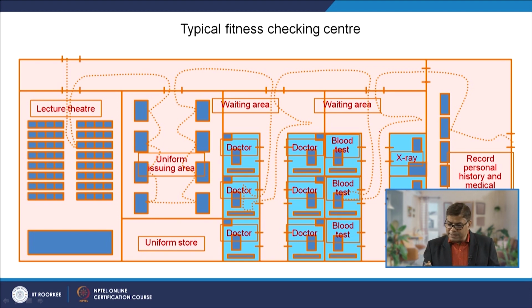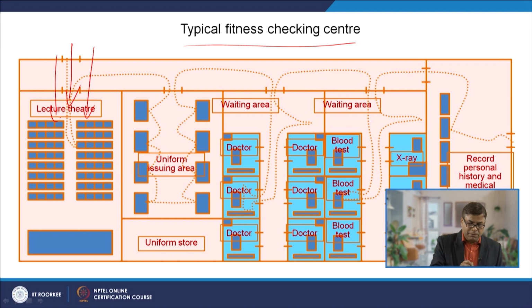A typical example of the product layout which is used is where things will be moved in a particular fashion, like in a typical fitness checking center. Initially, as soon as the candidates enter, they are informed about the various things which will be done. Then candidates will be moved and they will be given uniforms.